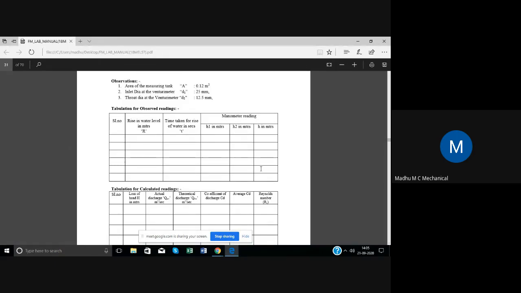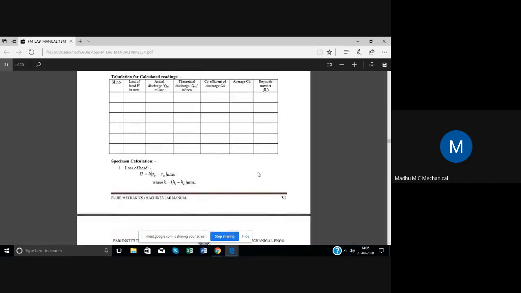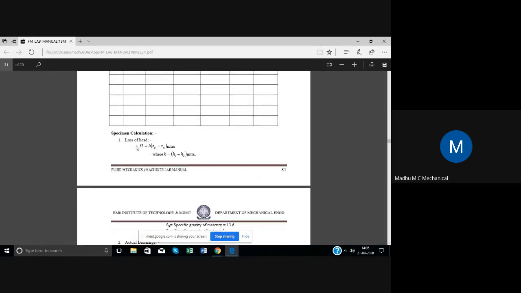So you got all the values, right? I have given you all the values. Now I'll show you the formula. Take down from here. Capital H, head loss, is equal to small h into Sg minus Sw.